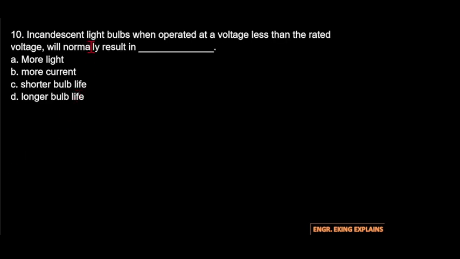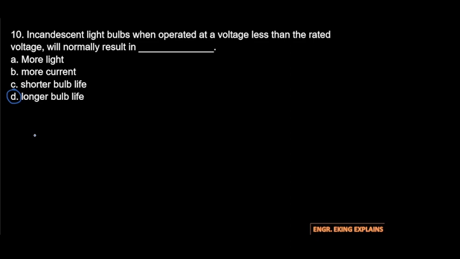Okay. Incandescent light bulbs, when operated at a voltage less than the rated voltage, will normally result in blank. More light, more current, shorter bulb life, or longer bulb life. Okay, so the correct answer for this one is letter D. Mas mahaba yung kanyang bulb life.